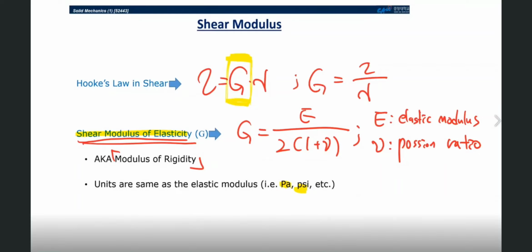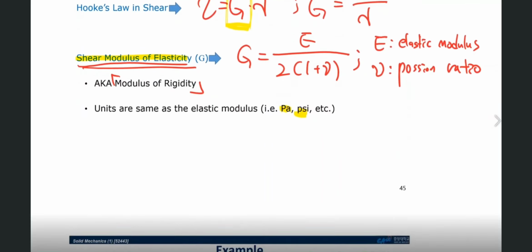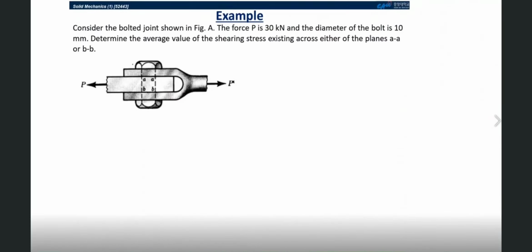Okay, then let's move on to the next slide for solving a shear stress related example. Okay, here you can see a specific mechanical structure. So now we can consider the bolted joint, right? And the force P, the force P is 30 kilonewton applying at the end of each mechanical structure, and the diameter of the bolt is 10 millimeter.